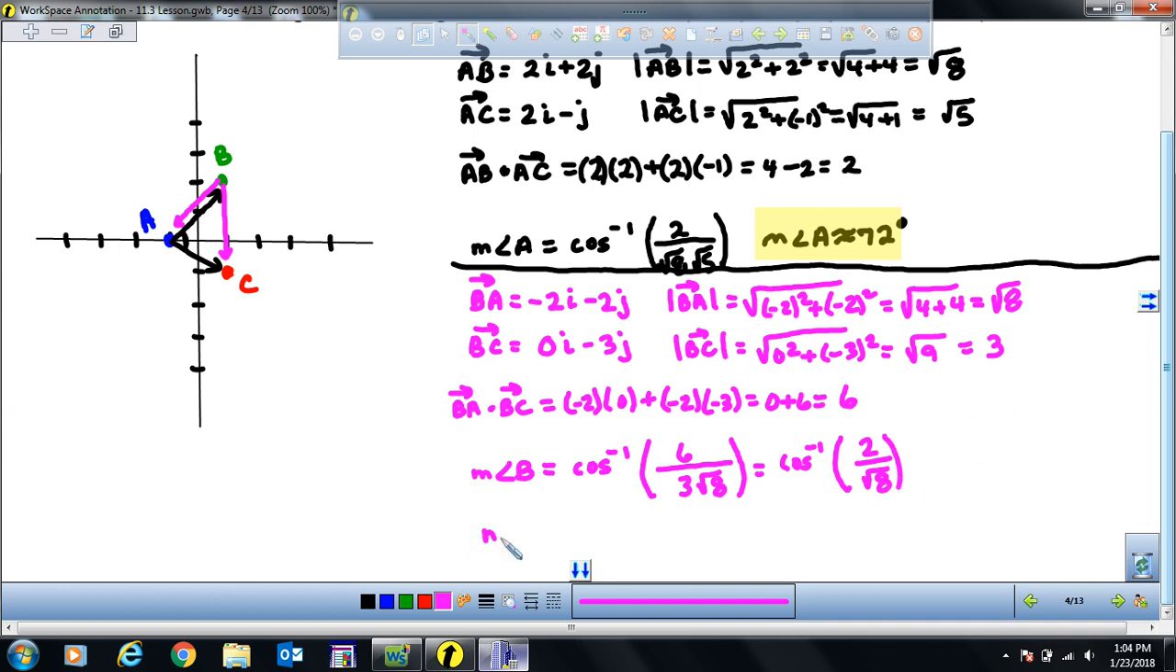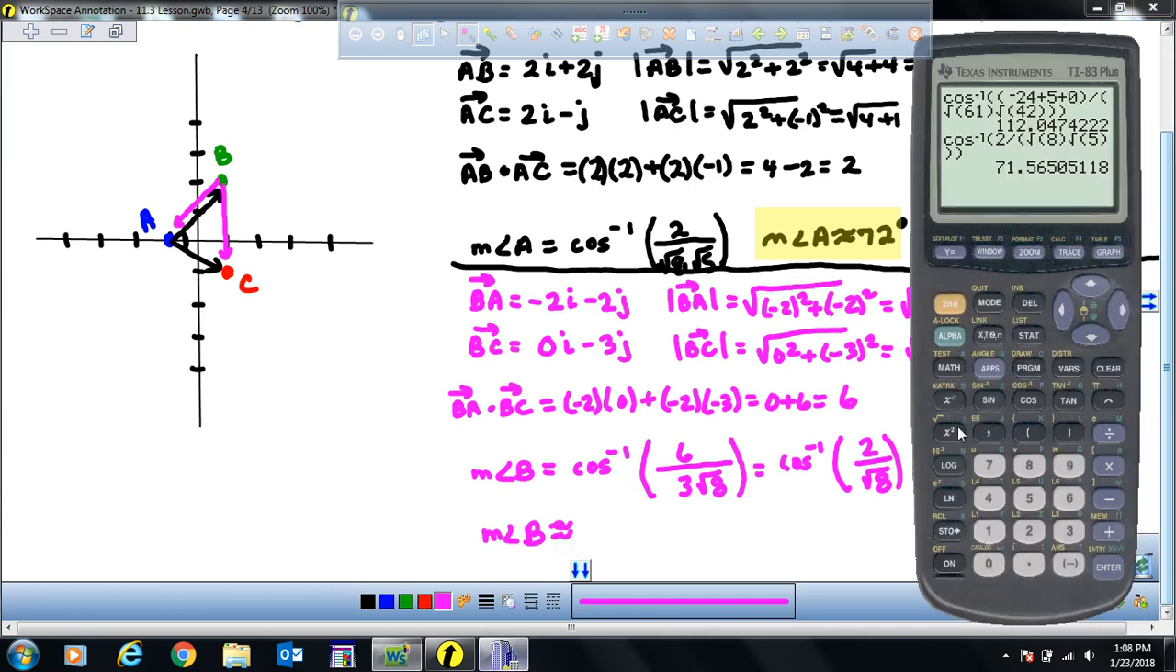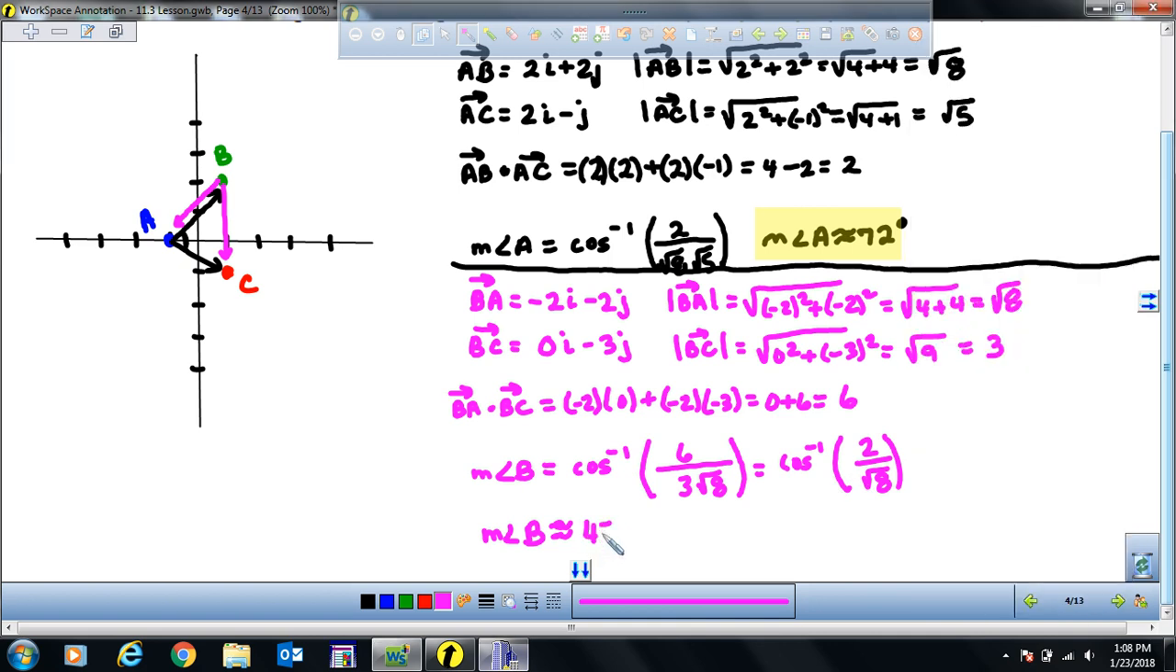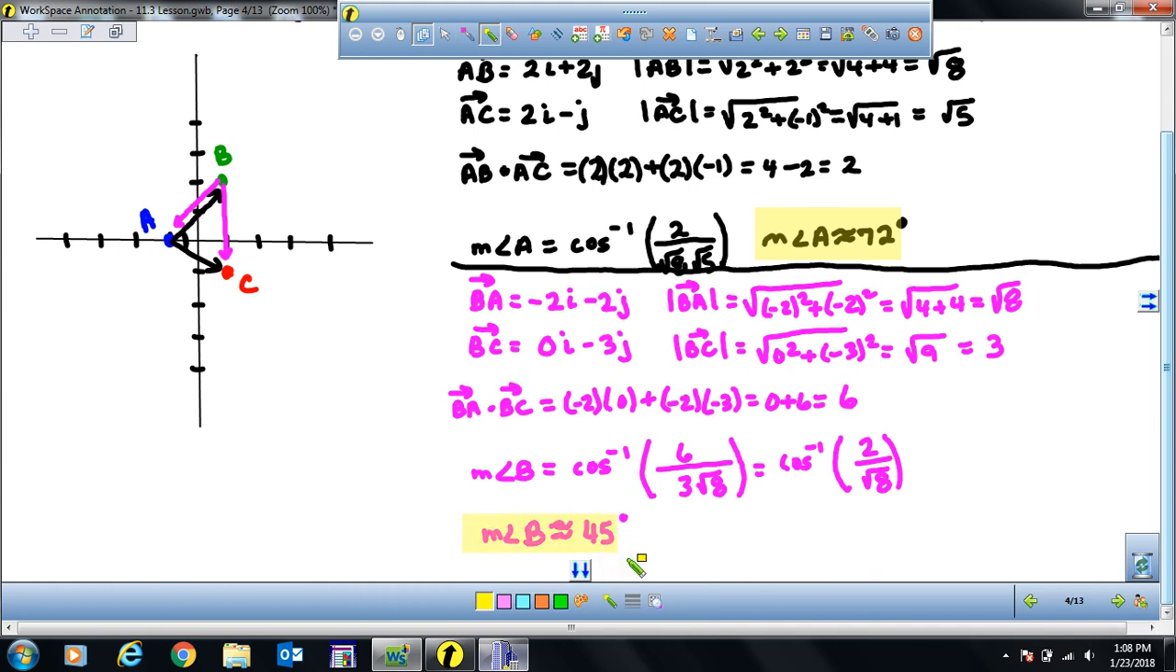Let's put it in the calculator to find the measurement of angle B, and we're going to make an estimate because we're just going to round it off. So cosine inverse of 2 divided by the square root of 8 gives us 45. So the angle B is going to be approximately 45 degrees. Well, in this case, it's exactly 45 degrees.